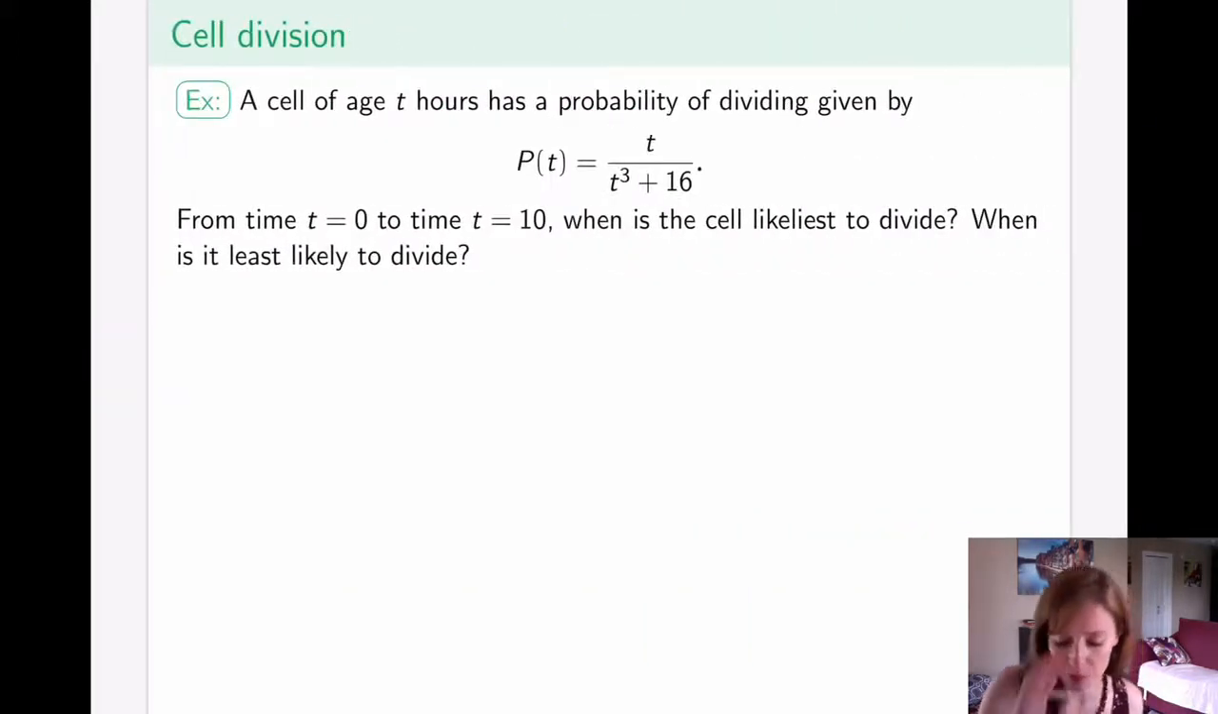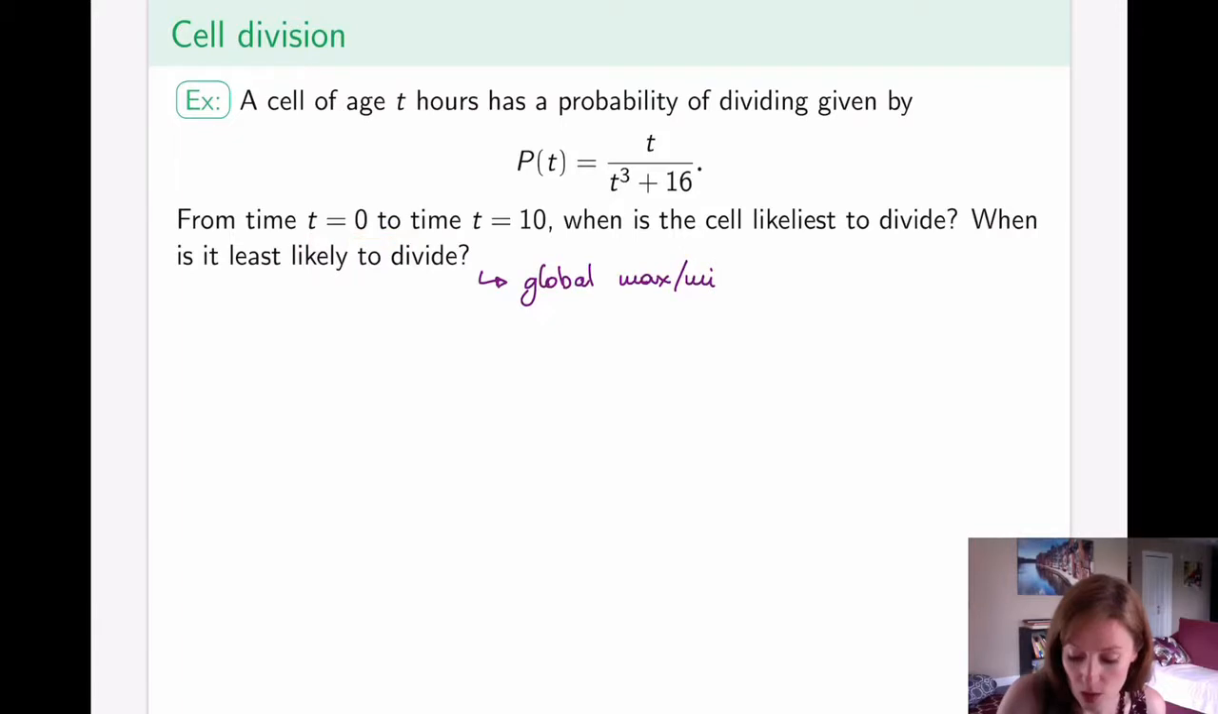So let's take a look at a problem here. We are given this function that describes the probability of a cell dividing. And we're asked, between times 0 and 10, when is the cell likeliest to divide and when is it least likely to divide? So what we're actually asked to find here is the global max and global min of this function. Again, that means all we have to check are critical points and endpoints. The endpoints in this case are given to us, 0 and 10. Critical points we still have to find, okay?